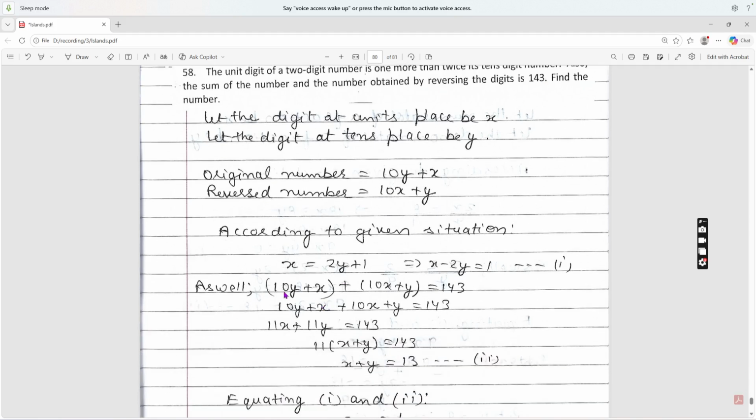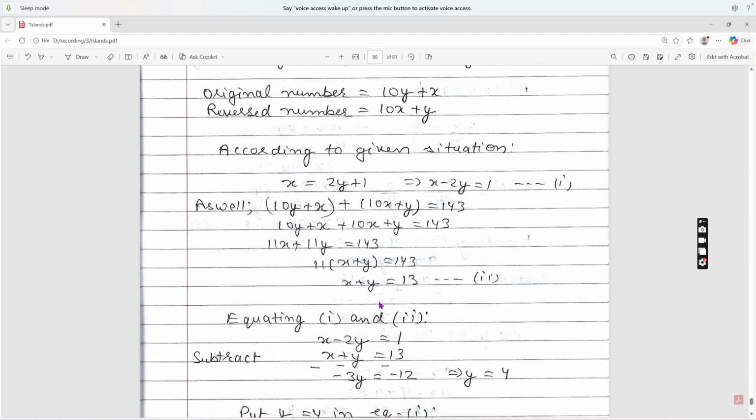The sum of the original number, that is 10y plus x, and the number obtained by reversing the digits, that is the new or reverse number 10x plus y, is 143. Now just open the bracket. 10y plus y is equal to 11x... x plus 10x is equal to 11x, equal to 143. 11 is taken common. So x plus y is equal to 143 upon 11, that is 13.